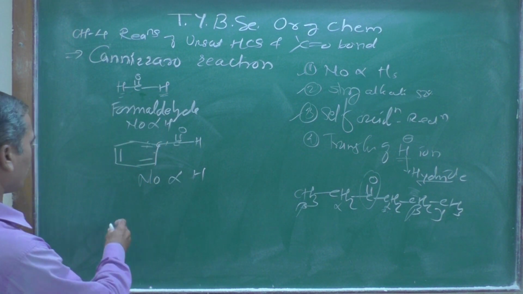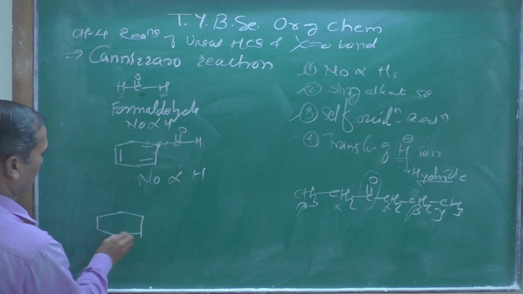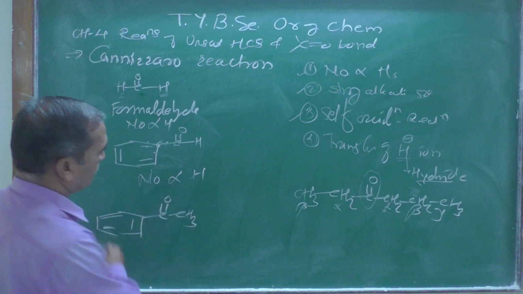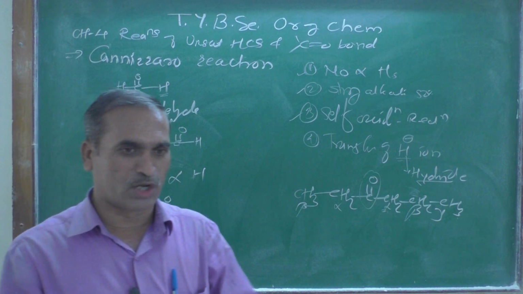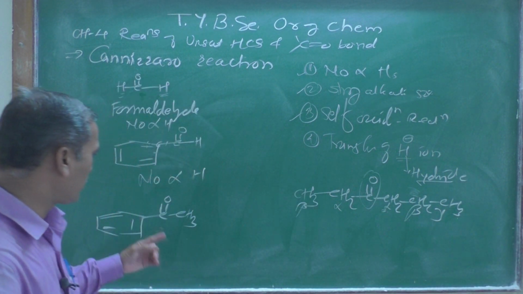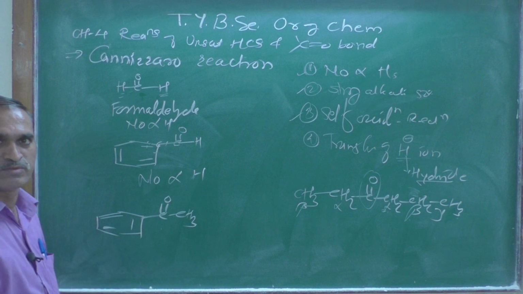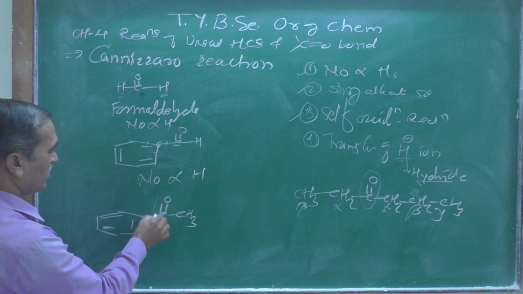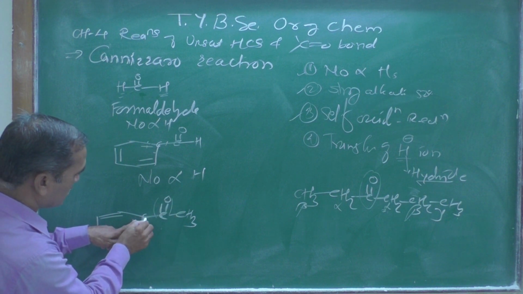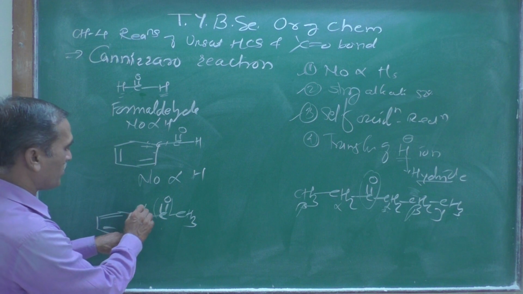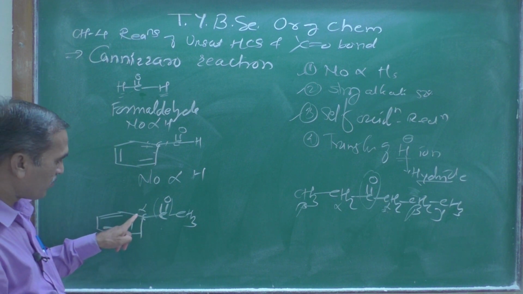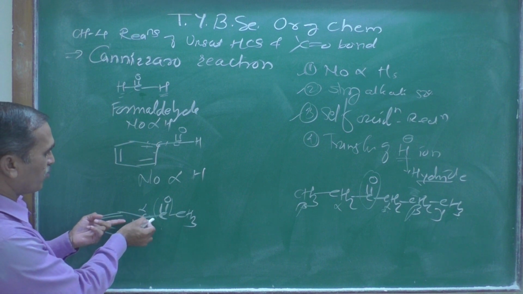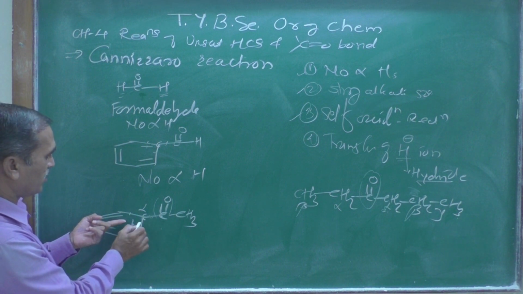Now let us see another example. Suppose, let me tell you, see this one, C double bond O, CH3. Does this acetophenone undergo Cannizzaro's reaction? No. Why? Because look at here, this is a carbonyl group. On this side, there is an alpha carbon atom, but this alpha carbon atom does not have an alpha hydrogen atom because 4 bonds are already there, 1, 2, 3, 4.